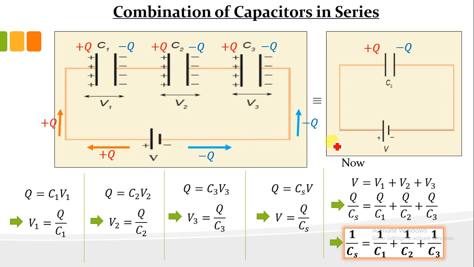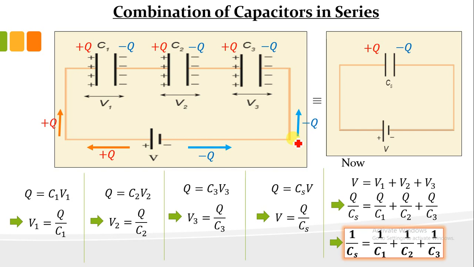Okay. Now on the right side there is an equivalent circuit. What is happening here? If we remove this combination and replace it by a single capacitor such that still the charge drawn from the positive plate of the battery is plus Q and minus Q from the negative plate, then this single capacitor can be said to be the equivalent of this combination. So this is the overall picture.